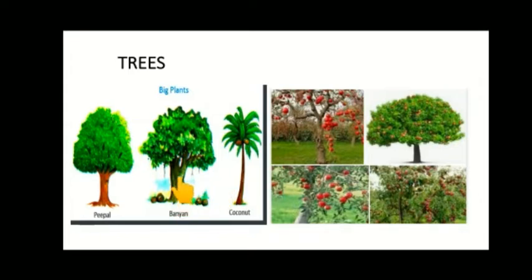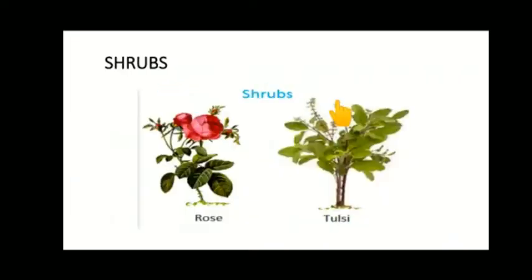Trees have many stems. The main stem is called trunk. This is also a stem, but in the trees we call it trunk. The main stem of the tree is called trunk. Thin stems and small stems are called branches. Look at the picture for examples of trees: maple tree, banyan tree, coconut tree, apple tree.